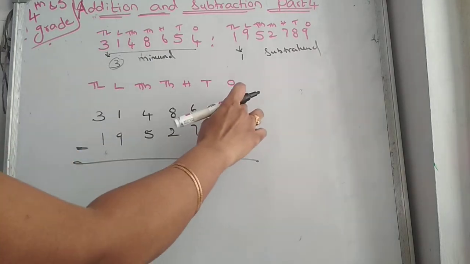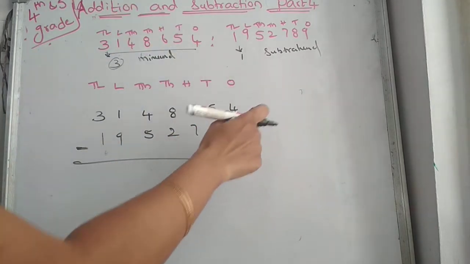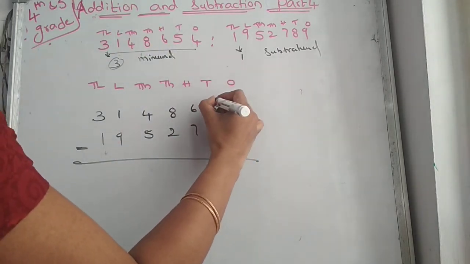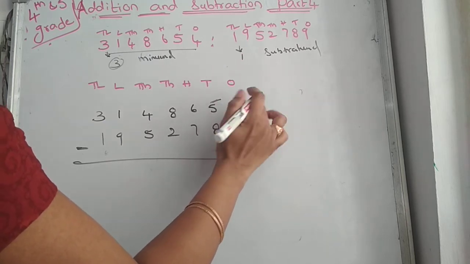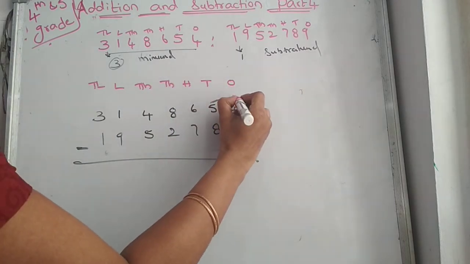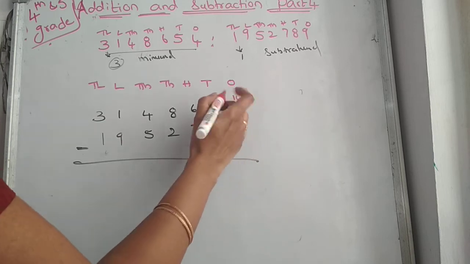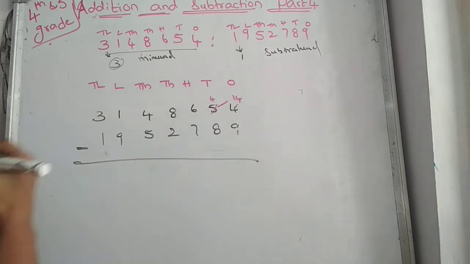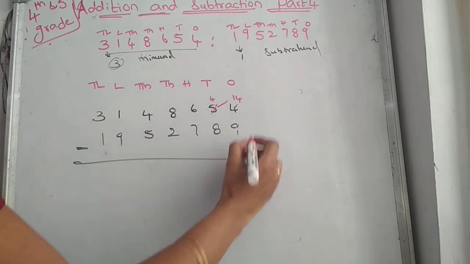See here, compare 4 and 9. In the ones place, 4 is here and 9 is there. What happened? 4 is a small number. So if you do borrowing here, the number goes to 14. See once again, the number will be 14 here. Here 1 will decrease, right? So here the number will be 4. Okay, 14 minus 9. What will we get? 5.